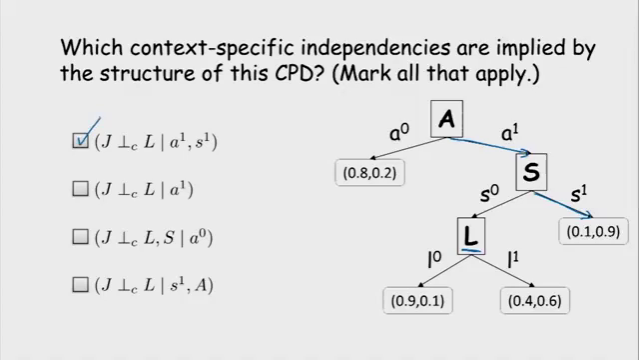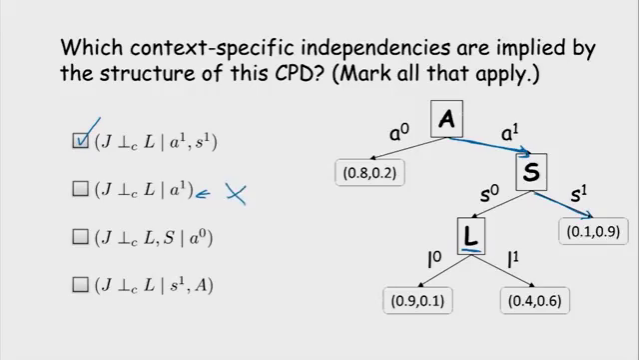Okay, what about the next one? J is independent of L given A1 alone. Well, in this case, we're going down here, and now there are 2 scenarios. One in which S is equal to S1, but the other in which S is equal to S0, and in this case, the recruiter does look at the letter, and so this one, in fact, is not true.